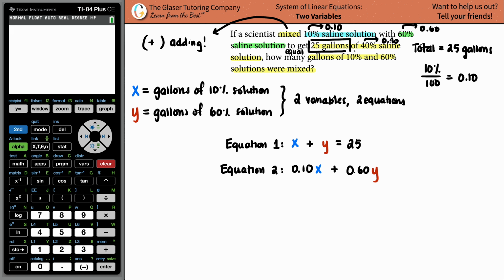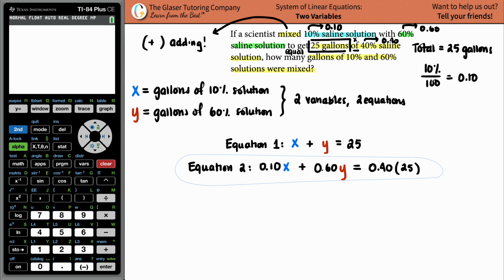25 gallons of, use your terminology from PEMDAS, right? Of means multiply. So it's 25 gallons times 40%, which is 0.4. So we're going to say this equals, because it says to get equals, we'll just keep it standard. So we'll say 0.40 times 25, or 25 times 0.4. And there you go. There's your two formulas.